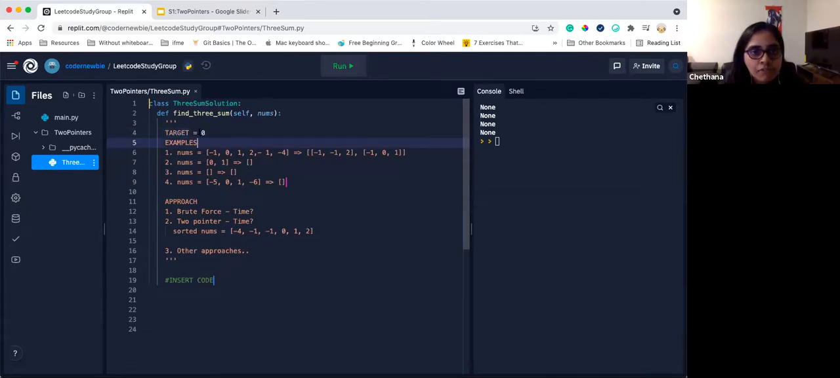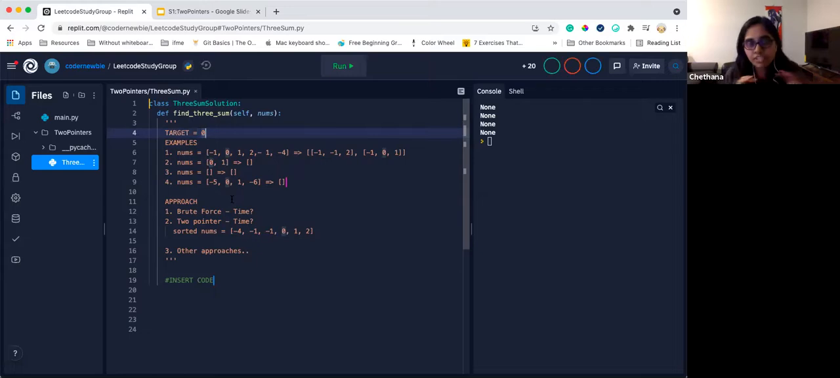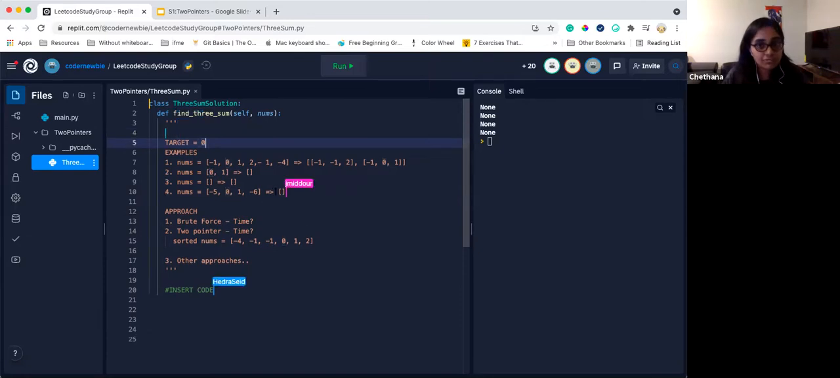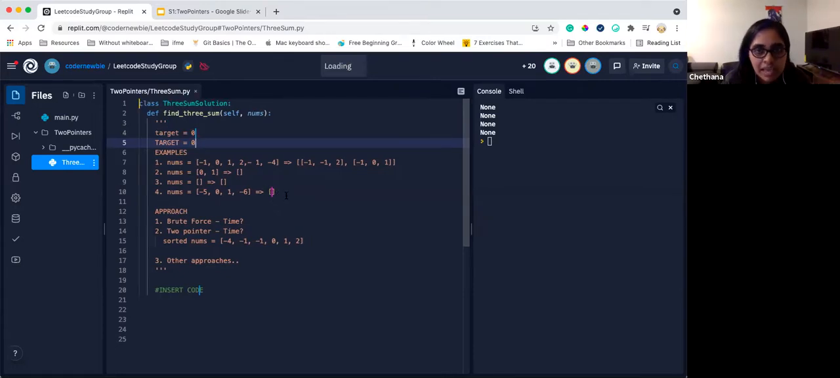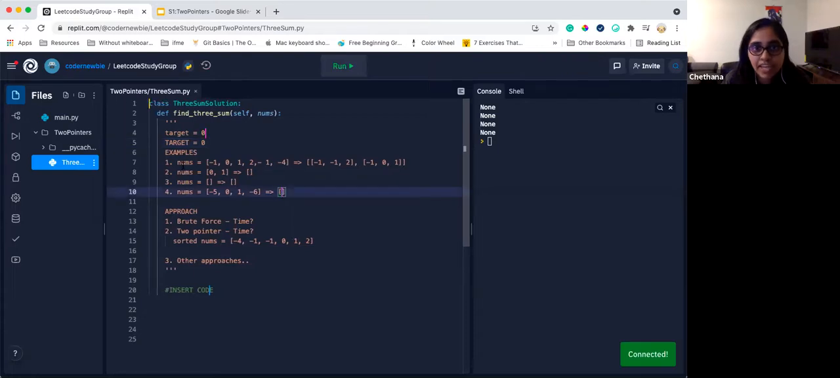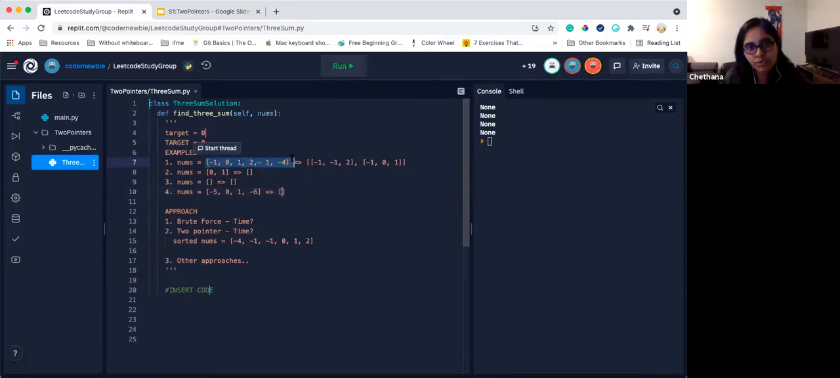Okay. So if no triplet adds up to 0 within the array, then we're going to return the empty array again. Cool. And one more thing, before anything, we're seeing that we have different inputs that are not sorted as well. Like, we need it to be sorted, right?